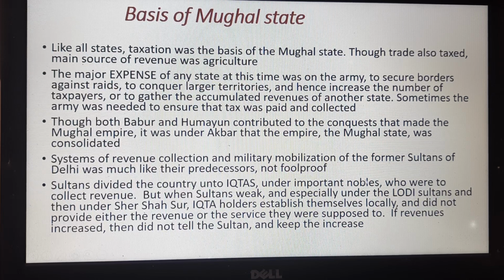under important nobles. Iktas means land pieces which were given to the nobles, who had to collect the taxes on that land. But when the sultans were weak, especially under the Lodi sultans and Sher Shah Sur, ikta holders established themselves locally and did not provide either the revenue or the service that they were supposed to. If revenues increased, they did not tell the sultan and kept the increase.